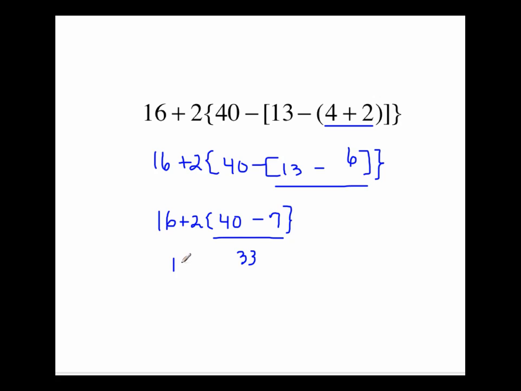We have a 16 plus a 2 times a 33. I could think about circling that plus to remind me that I'm not going to do 16 plus 2. I have to do the multiplication first. 66 with a 16 plus in front of that gives us an answer of 82.